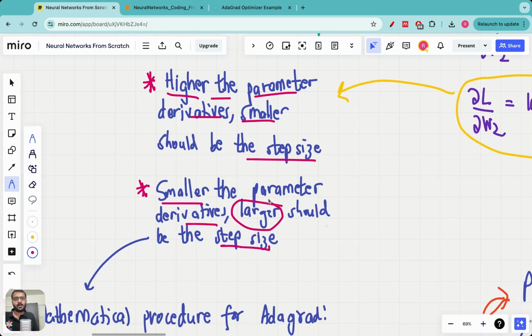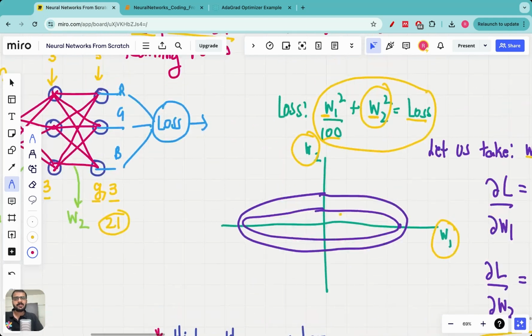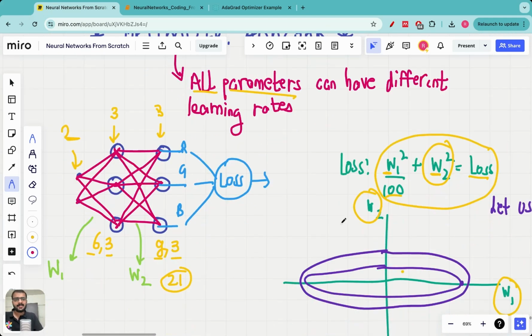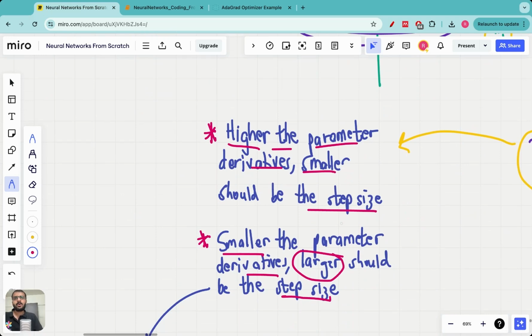This is what we ideally want. And that's where the concept of ADAGRAD comes into the picture. What ADAGRAD says is that we don't want one weight to be updated much faster than the other weights. That would lead to some neurons being inactive or dead neurons. We want all neurons to be contributing.